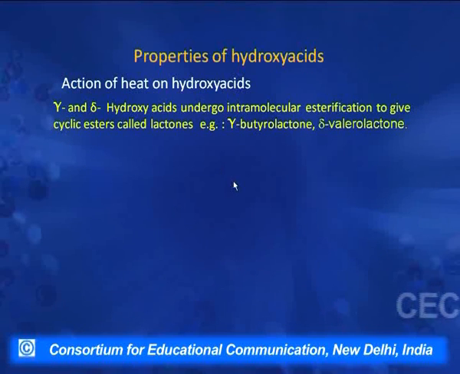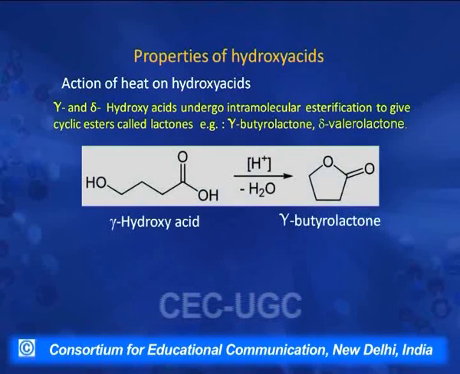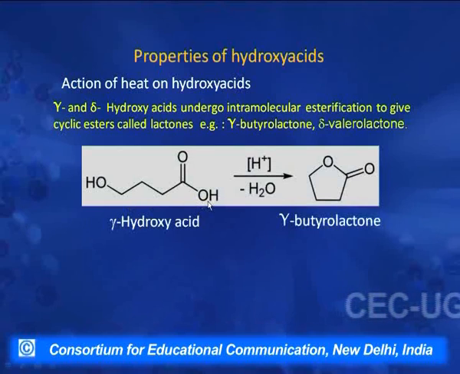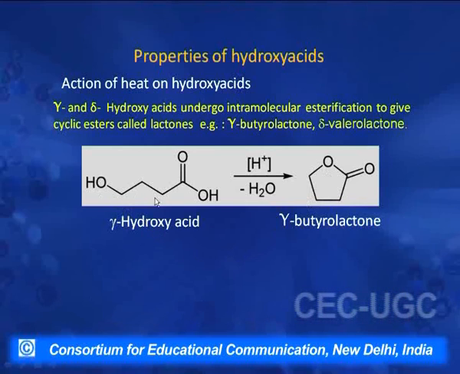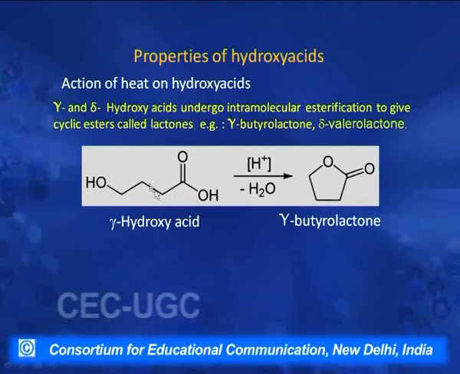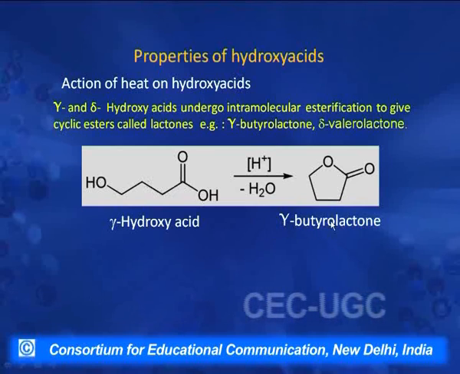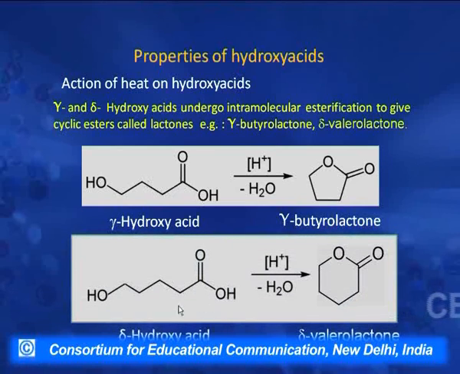Then gamma hydroxy acids and delta hydroxy acids both form an intramolecular ester, that is, the hydroxyl of the chain and the carboxyl of the same molecule eliminate a water molecule forming a cyclic ester which is called lactone. When the hydroxyl group is at the gamma position, we get this ester which is called gamma lactone, and if we name it completely, there are 4 carbons in the chain, so we call it gamma butyrolactone. And if it is a delta hydroxy acid, we will get the corresponding delta valerolactone. Lactone is the name given to cyclic esters.